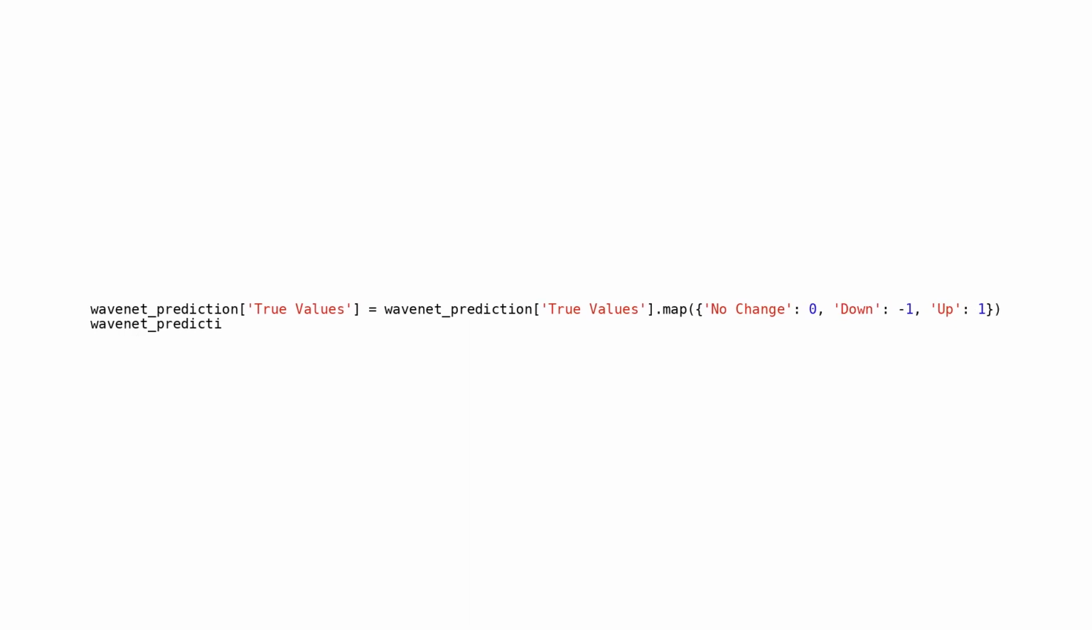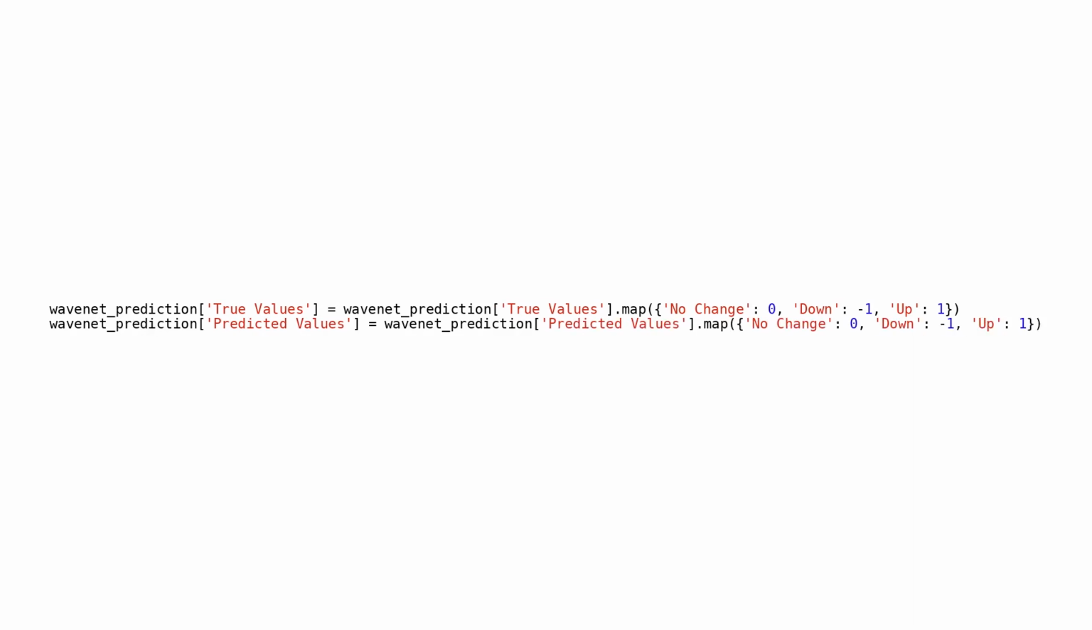This Python code is modifying a data structure called prediction, possibly a pandas data frame. It updates the columns true values and predicted values by converting their text labels to numerical values. The labels no change, down, and up are mapped to 0, 1, and 1 respectively. This process is commonly used to prepare data for machine learning models or numerical analysis.